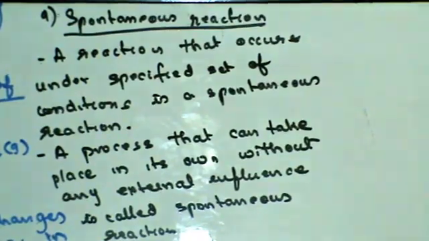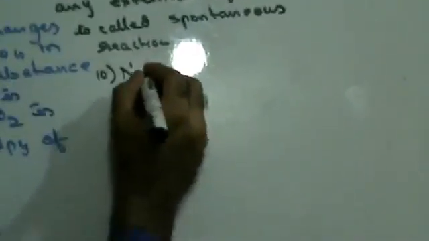In that case, what is a non-spontaneous reaction? These are all definitions in this chapter. A process that does not take place without continuous external force is called a non-spontaneous reaction. So I can say that a non-spontaneous process cannot occur on its own. It requires external force for the process to take place.